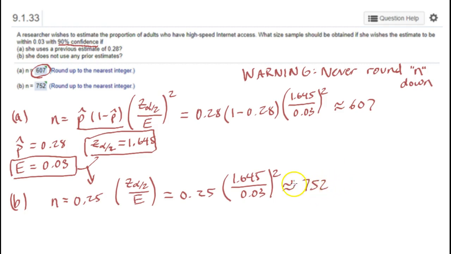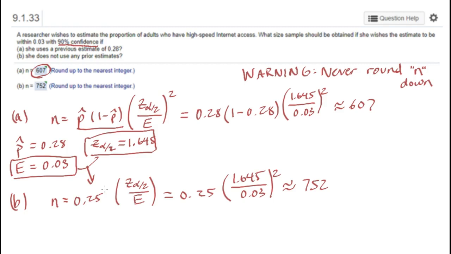You'll always notice that when you use this 0.25 equation, that will maximize your n. And that is because of the P hat times 1 minus P hat. If there's no prior estimate, they're assuming that P hat is equal to 0.5. You're going to take 0.5 times 1 minus 0.5, and that's always equal to 0.25. So that's where the 0.25 comes from. They're assuming P hat is 0.5, and that always maximizes your n.